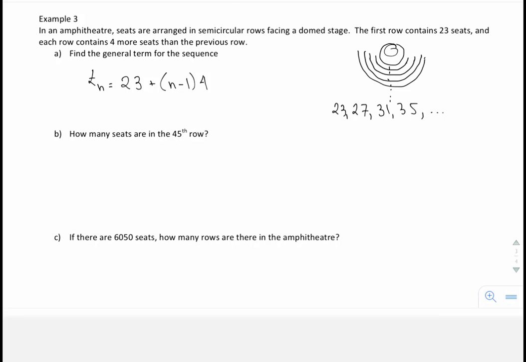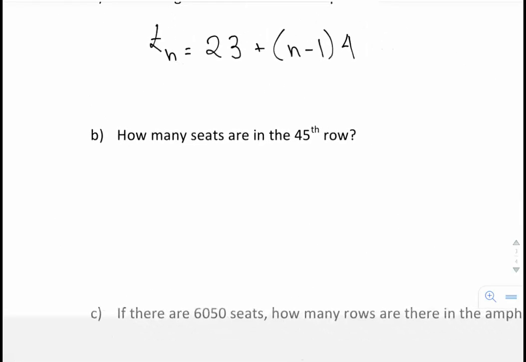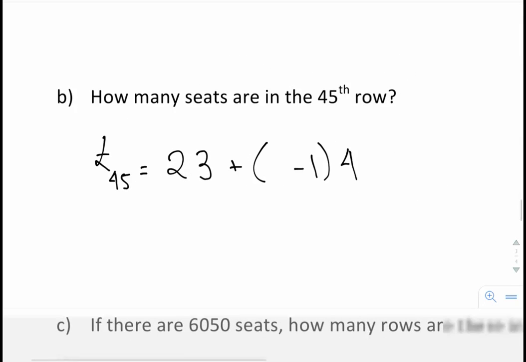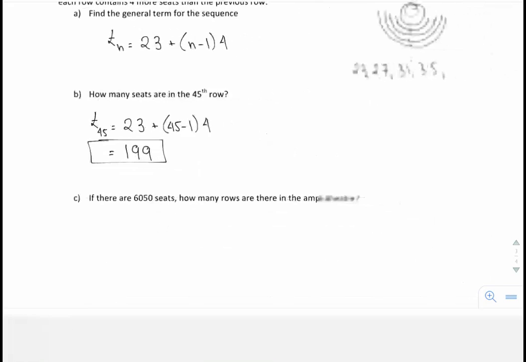For the number of seats in the 45th row, just take my formula, which I will cut and paste here, and replace the n with 45 because it's the 45th row I'm looking at. When all is said and done and I crunch these numbers, I get 199 seats in just the 45th row.